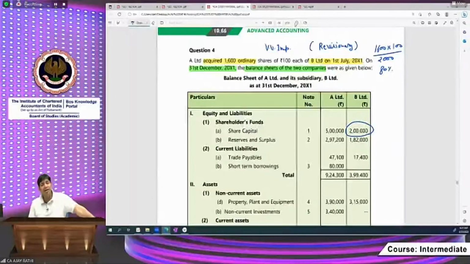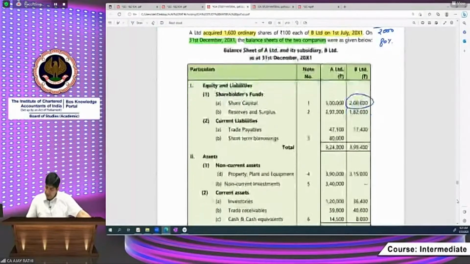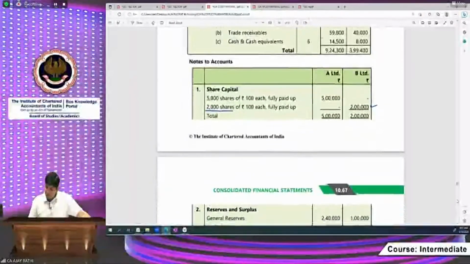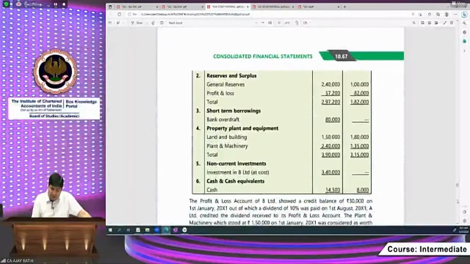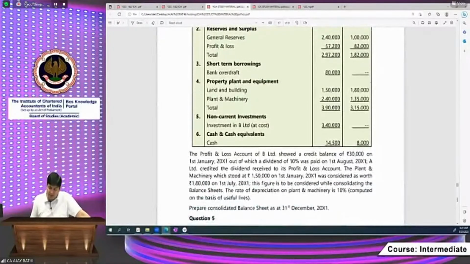So 80% is very good, beta Abdul. 80% is the holding company part, and the rest will be 20%. Sorry, not subsidiary, that will be the minority part. Now, everyone, there are notes to accounts which we need to consider. Reserves and surplus is also there. I am writing here A Limited and B Limited. A Limited is having general reserve and profit and loss, and B Limited is also having. Remember, these are the balances as at 31st December. Next, fixed asset balances are there, and the subsidiary company's 80% shares have been acquired at the cost of rupees 3,40,000.